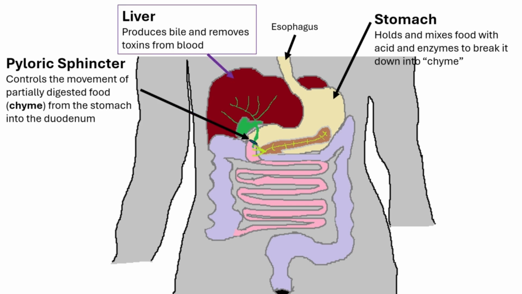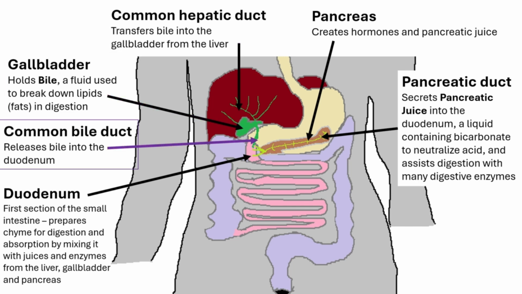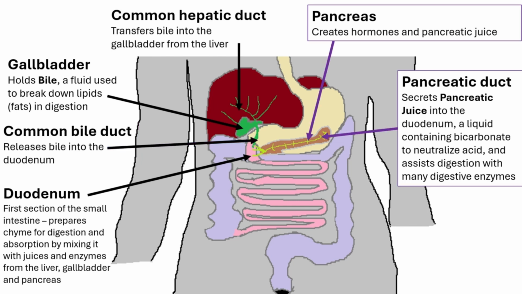The liver is a large organ with multiple functions, but for the digestive system, it creates a substance called bile that aids in digesting fats. Through the common hepatic duct, bile is moved into the gallbladder where it is stored. Then bile is released into the duodenum through the common bile duct. The pancreas creates various hormones, but its main role in the digestive system is that it creates pancreatic juice, which has enzymes that assist in digestion. The pancreatic juice is released into the duodenum through the pancreatic duct.